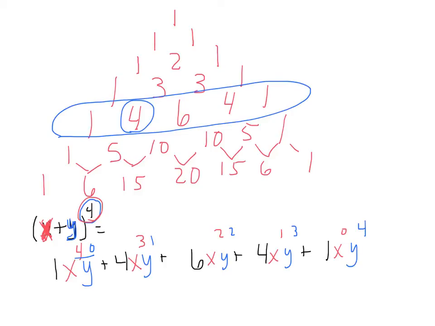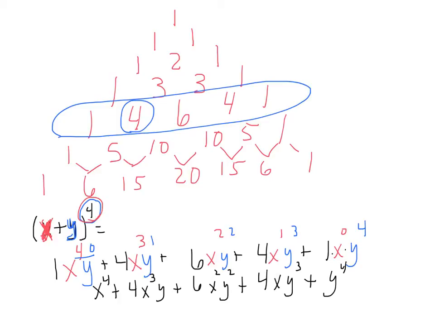So this first term here, 1 times x to the 4th times y to the 0. Remember, y to the 0 is just 1. So that's just going to simplify to x to the 4th plus. The next term here, 4 times x cubed times y to the 1st, I'm going to simplify to 4x cubed y, plus this term will be 6x squared y squared. This one will be 4x y cubed. You could put the power of 1, but you don't need it. Plus, and then this last one is basically 1 times y to the 4th. And there I have my expansion.